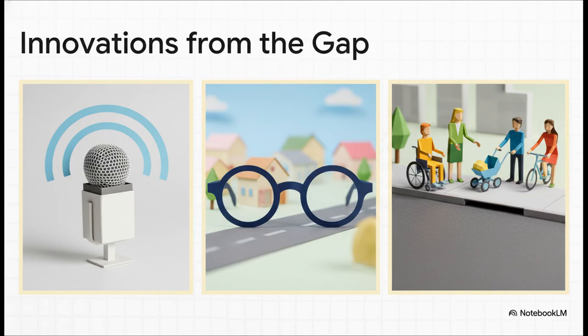Microphones, they close the gap for voices that can't fill a whole auditorium. Glasses close the gap for eyes that aren't perfectly sharp. And my favorite example, curb cuts. You know, the little ramps on sidewalks? They were designed specifically for wheelchairs. But who uses them? Parents with strollers, travelers with rolling luggage, delivery people with carts. Everybody. Designing for the gap made the world better for all of us.